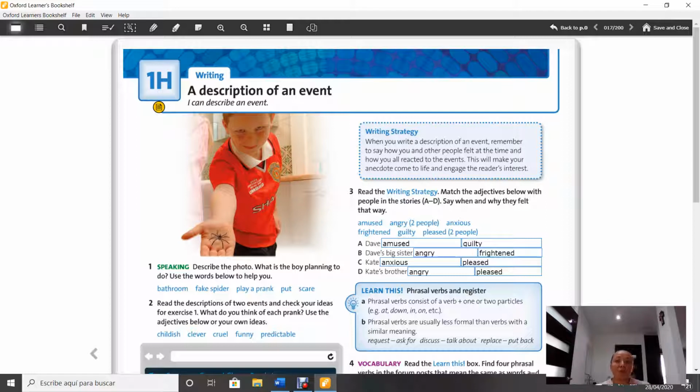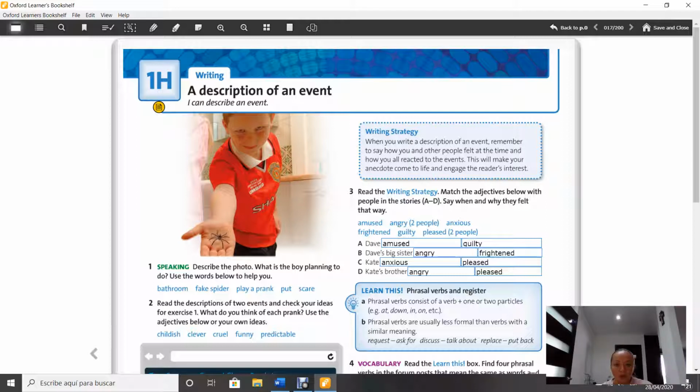When you write a description of an event, remember to say how you and the other people felt at the time and how you all reacted to the events. This will make your anecdote come to life and engage the reader's interest. Now it says, match the adjectives below with the people in the story. Say when and why they felt that way.